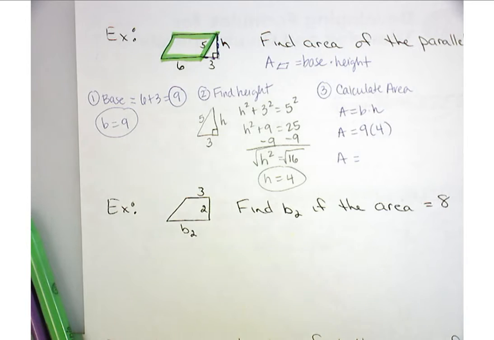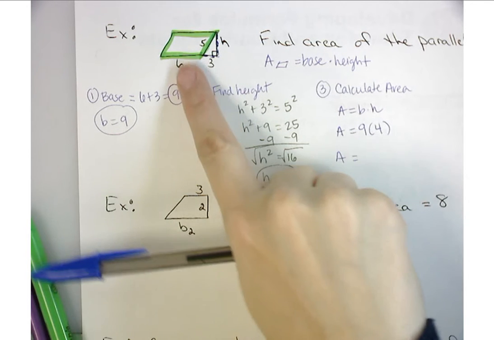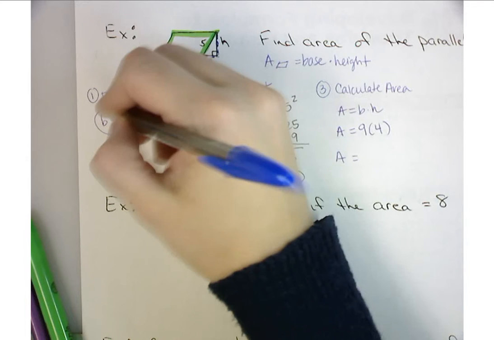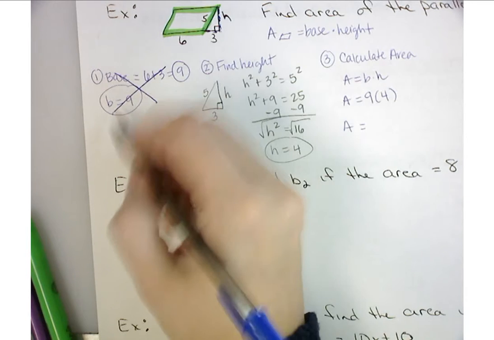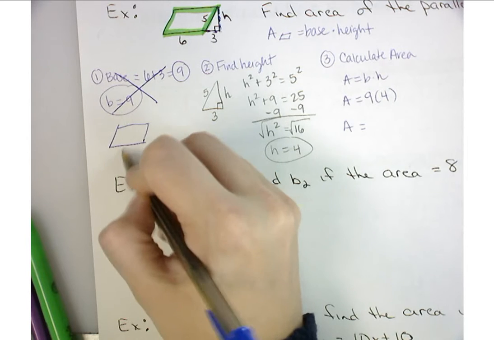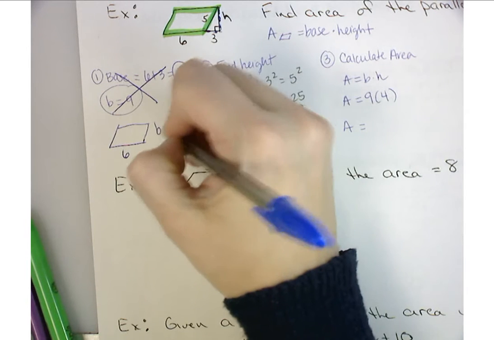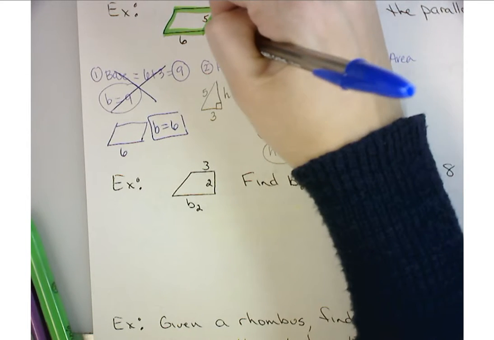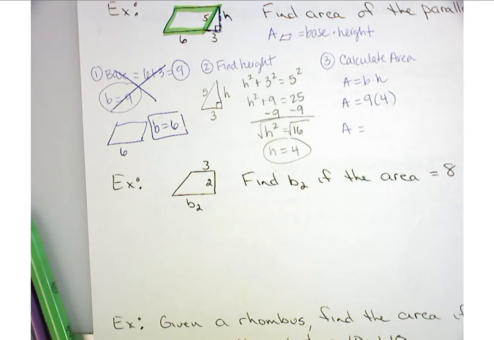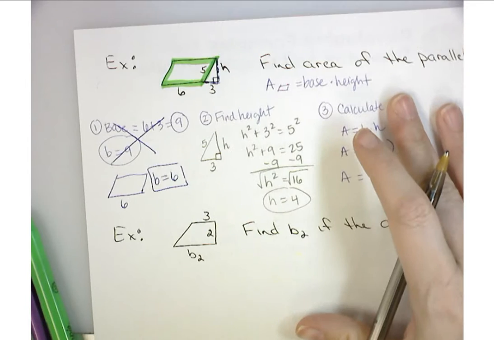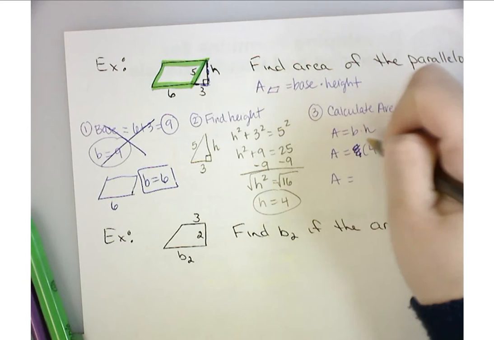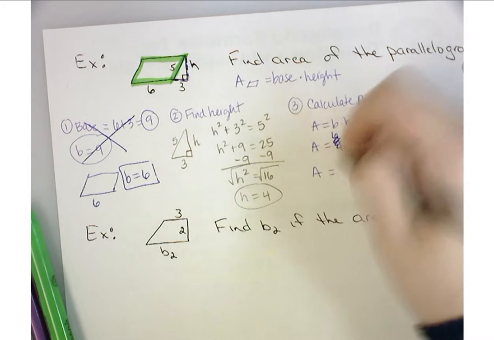So really your base is what for just the parallelogram? 6. Okay, so we're just going to cross this part out. I'm just going to draw this picture to show that your base is 6. Okay, so this is not part of your shape, which means that you're not going to do 9 times 4, you're going to do 6 times 4.